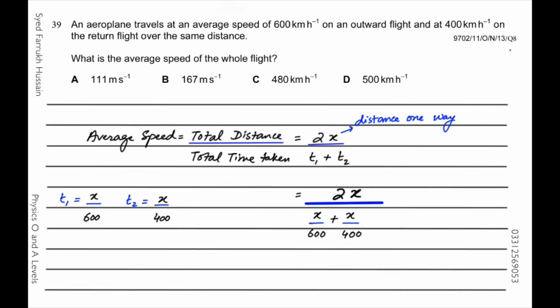Now if we take the LCM of 600 and 400, it becomes 1200. 600 times 2 is 1200 and 400 times 3 is 1200. So 2x plus 3x is 5x. Now x will be cancelled by x, and the denominator of the denominator becomes the numerator. So 2 times 1200 divided by 5 is 480, and this is the answer.